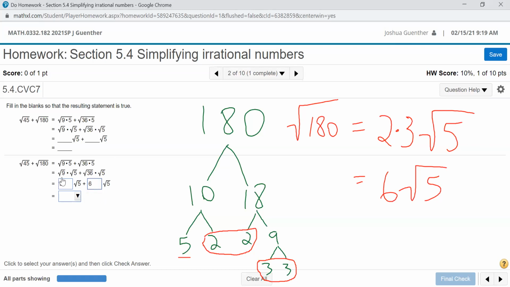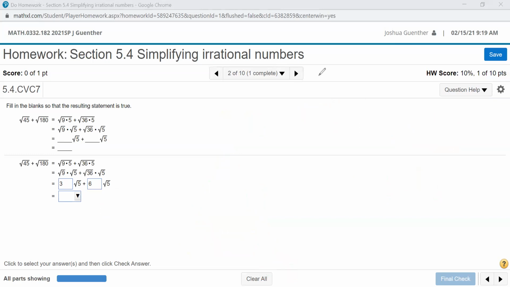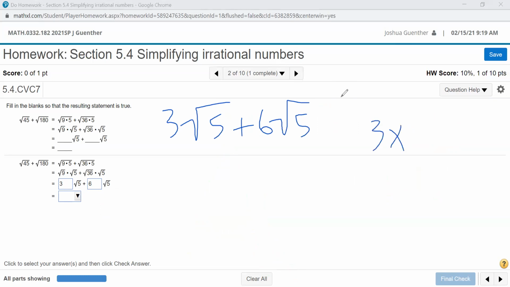So this will become 3 square roots of 5 plus 6 square roots of 5. Now let's find a way to simplify that. 3 square roots of 5 plus 6 square roots of 5. Now what if I told you that this was just 3x plus 6x?